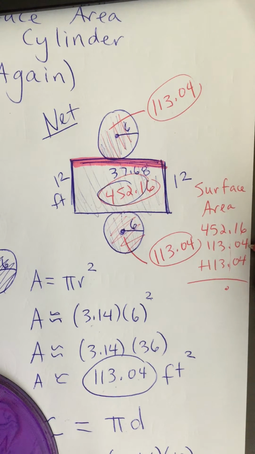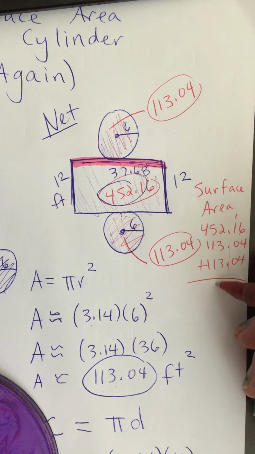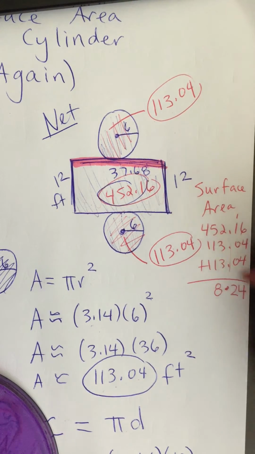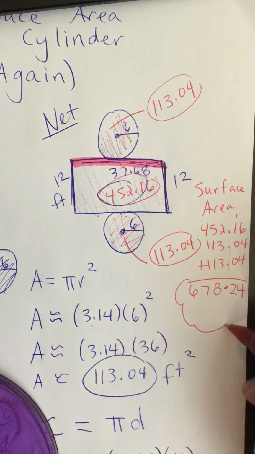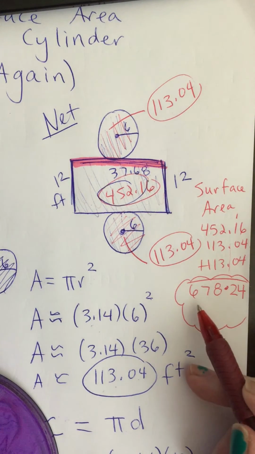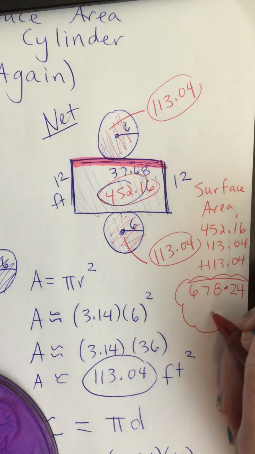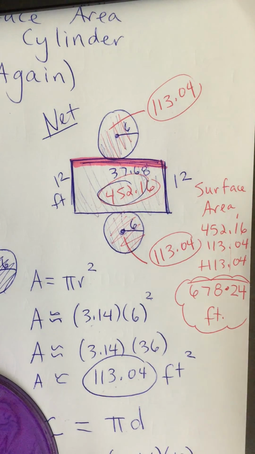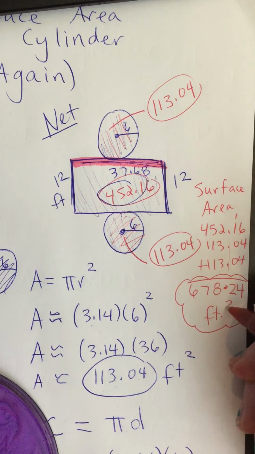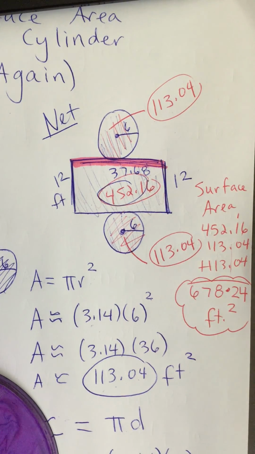6 plus 4 is 10. 10 and 4 is 14. 4 carry the 1. 1 plus 1 is 2. Okay, 3 plus 3 is 6. 7, 8. 5, 6, 7. And then 4, 5, 6. So our final answer is the surface area is 678.24. Now, with the unit, because it's surface area, area is always squared. And that would be the final answer.